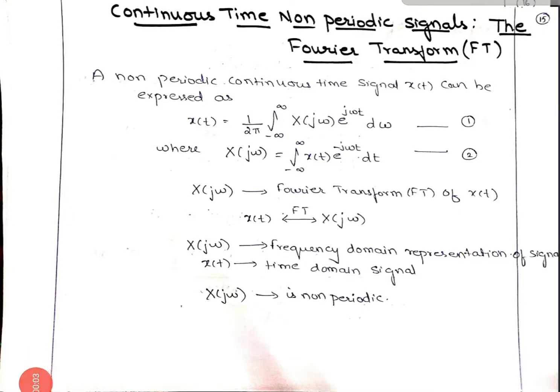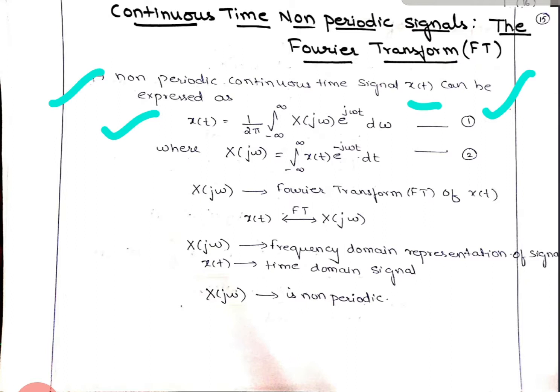Hello students, today let us see the Fourier transform for continuous-time non-periodic signals. In short it is called FT, Fourier transform. A non-periodic continuous-time signal x(t) can be expressed as x(t) = 1/(2π) ∫ from −∞ to +∞ X(jω) e^(jωt) dω. Let us take this as equation 1.